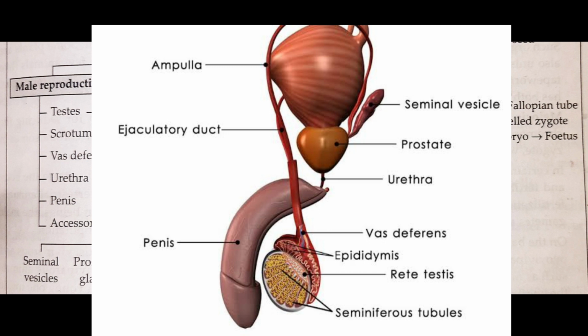The contents of two seminal vesicles and the sperms from vas deferens also join the urethra. Thus, the urethra carries urine from the bladder as well as sperms from the vas deferentia through the penis. Penis. It is a long and thick muscular organ made up of mostly erectile tissue.